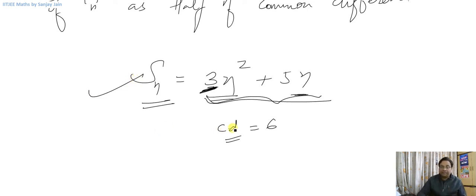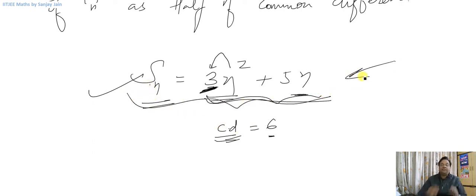So the expression here is the sum of n terms of an AP. First thing that you can identify here is this. Second, that AP will have a common difference 6, because the coefficient of n² has to be half of the common difference. So just by looking at this expression, you can see that this is the sum of n terms of an AP of which the common difference is 6. And can you say something about the first term? Yes, because if I put n equal to 1, it will be nothing but the sum of one term of an AP, that is the first term, right? So S1 is nothing but the first term. So if I put n equal to 1 here, I will get 8.